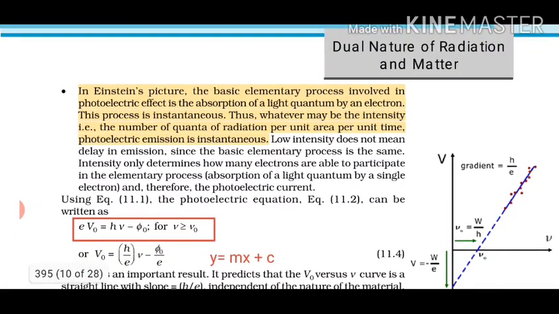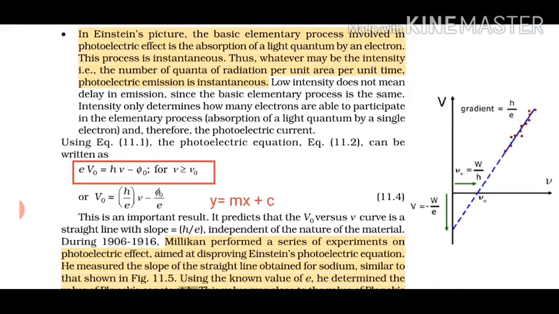Now in Einstein's picture, the basic elementary process involved is the absorption of a light quantum by an electron. This is instantaneous. It means Einstein's equation proves that the photoelectric effect is an instantaneous process, and the same has been observed experimentally. So the equation given by Einstein is perfect. Okay, so instead of K maximum, we have seen one formula. I have told you also to keep it in your mind as it will be beneficial for you for numerical purposes.